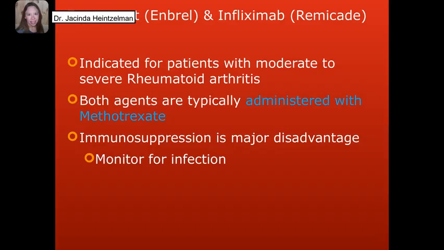The Enbrel and Remicade, if we have a patient with moderate to severe rheumatoid arthritis, we can give these medications along with the methotrexate. Problem is, since we're already giving methotrexate, which is an immunosuppressor, and either of these drugs can cause immunosuppression also, we need to watch our patients closely for signs and symptoms of infection.